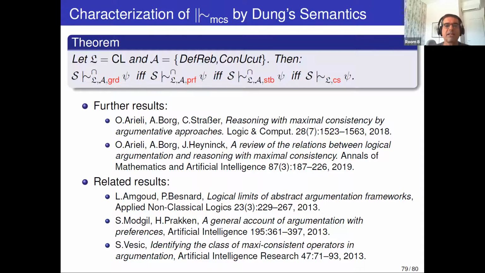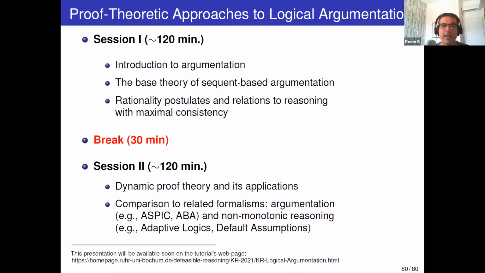So this was just a sketch of some of the results related to reasoning with maximal consistency and argumentation frameworks. There are some other results that relate argumentation frameworks or sequent-based argumentation frameworks with reasoning with maximal consistency. They appear in these two survey papers. And there are other results, of course, that highlight some other aspects of the relations between argumentation frameworks and reasoning with maximal consistency. Some of the papers are listed here. Okay, that concludes the first session.